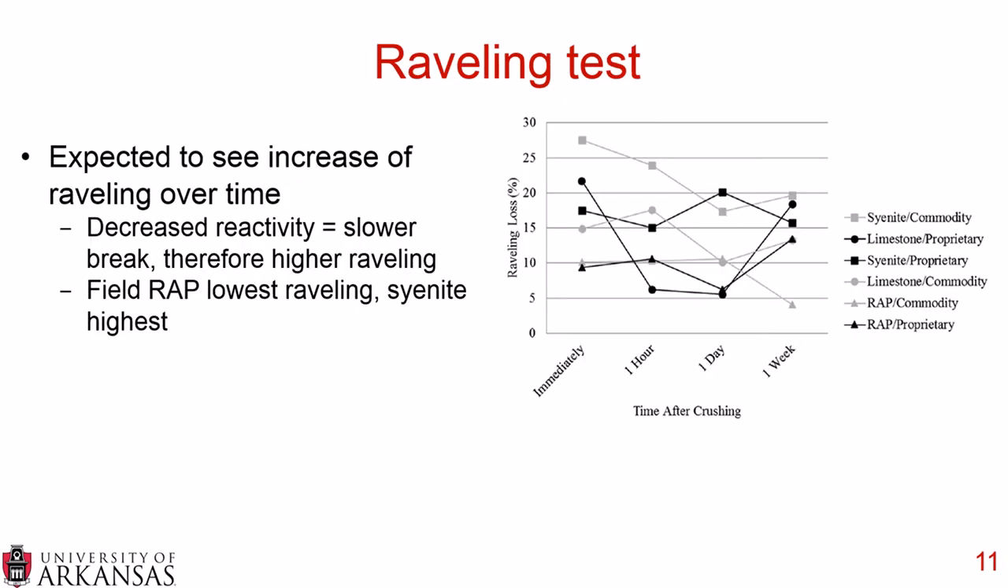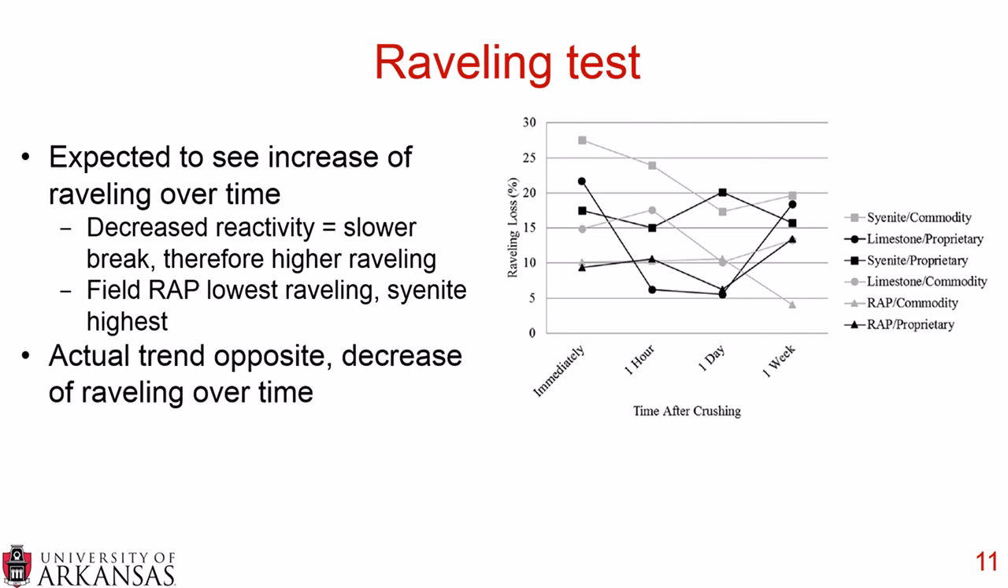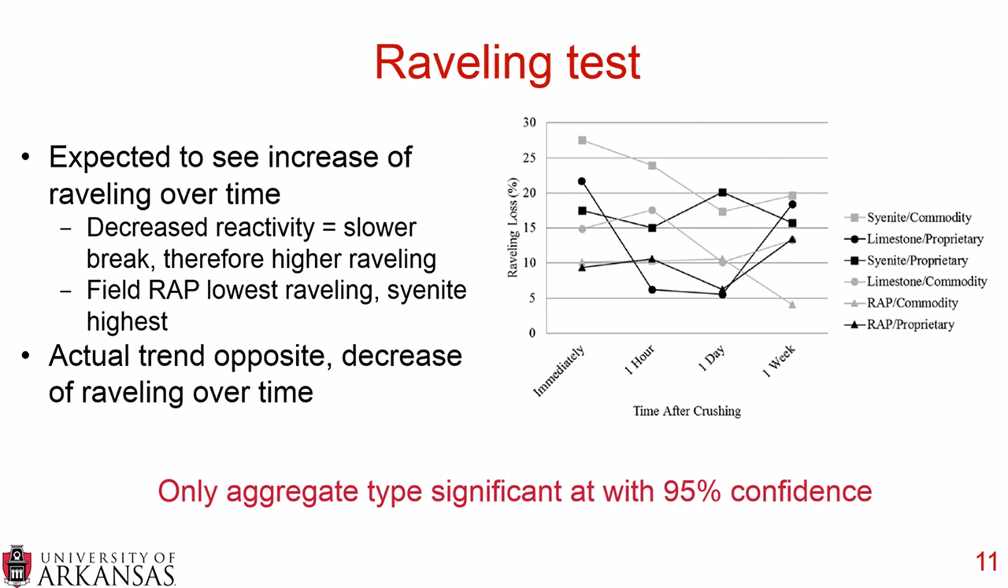Now for the Raveling test, we expected to see an increase of Raveling over time, because a decreased reactivity would indicate a slower break and therefore higher raveling. Before we get to those results, the field RAP showed the lowest raveling of the three RAP types, whereas the cyanite showed the highest. Overall, we felt that the actual trend was the opposite: we saw a decrease of raveling over time. That being said, only the aggregate type was significant at a 95% confidence level.